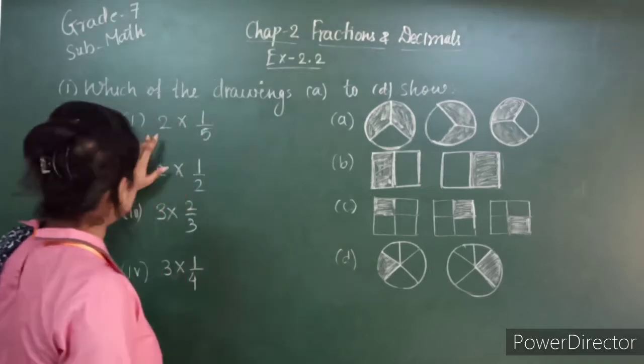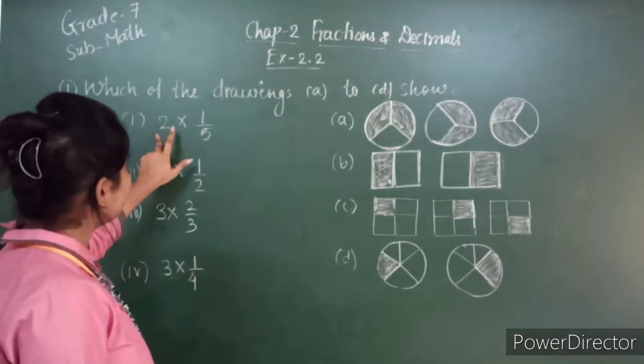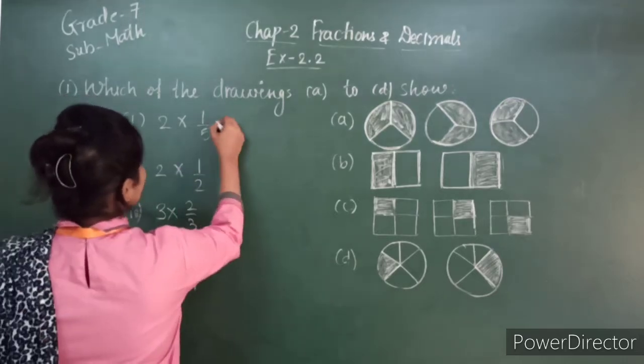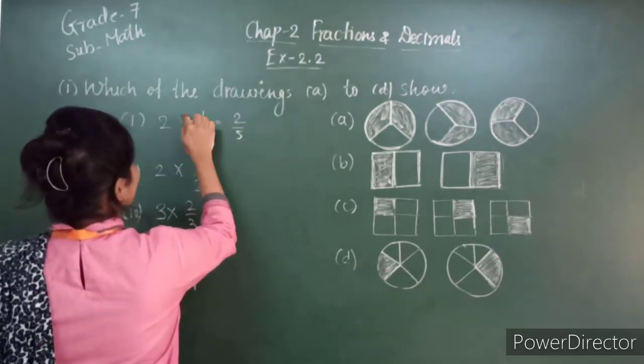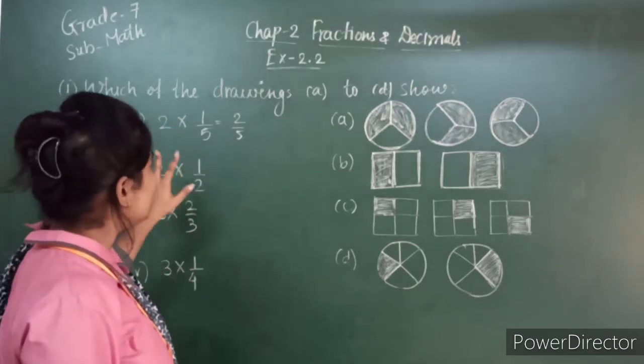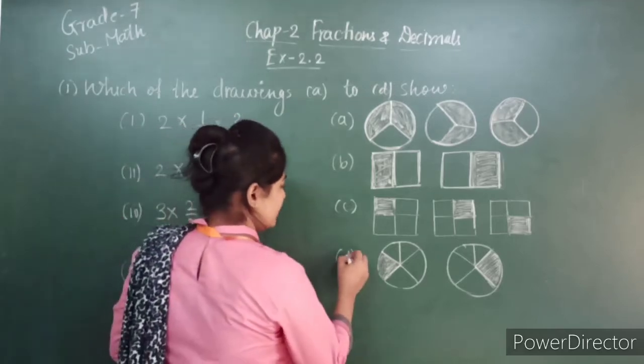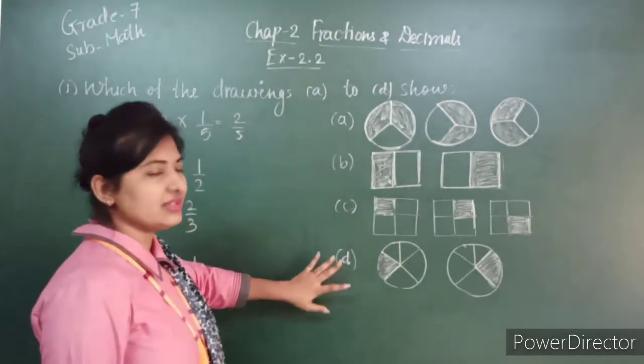So first of all, let's see 2 into 1 upon 5. First of all, we have to see that it is 2 upon 5 because 2 ones are 2, it is 2 upon 5. So first of all, we have to see where the two pictures are. So here B and D. In B and D, two pictures are there.